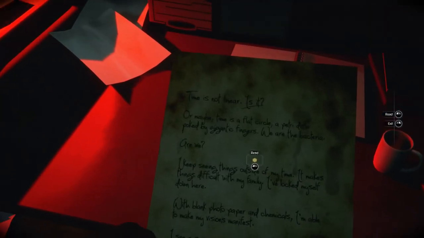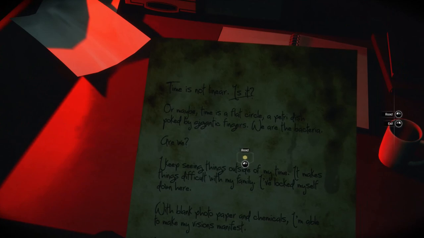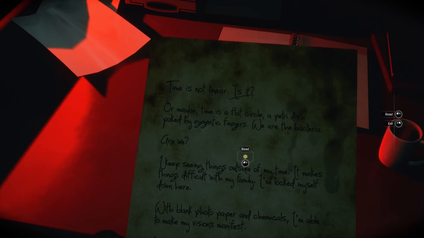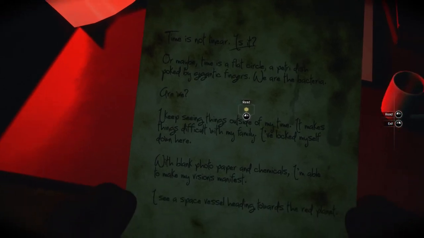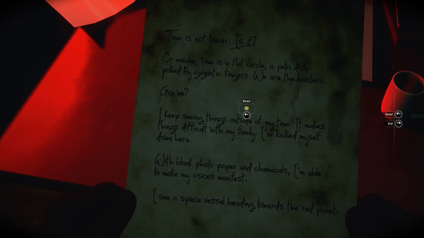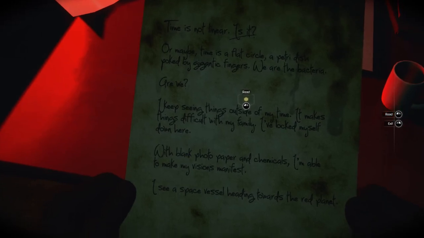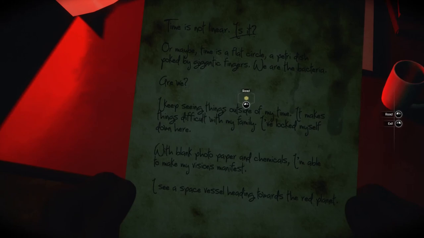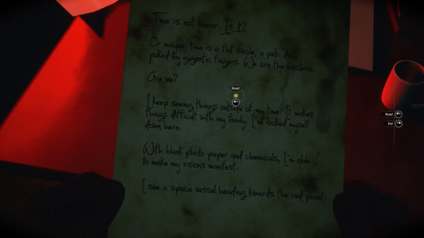So, time is not linear, is it? Or maybe time is a flat circle, a petri dish poked by gigantic fingers. We are the bacteria, are we? I keep seeing things outside my time. It makes things difficult with my family. I've locked myself down here. With blank photo paper and chemicals, I'm able to make my visions manifest. I see a space vessel heading towards the red planet.